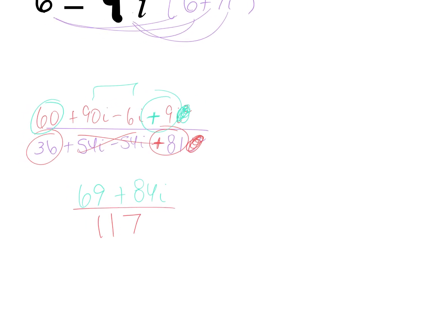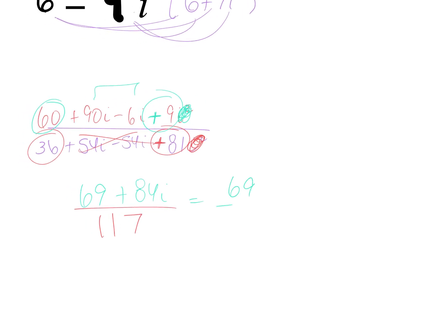So let's see, does anything simplify? These numbers are kind of big and kind of yucky, so let's look at them. All right, I know that 2 is not going to go into 69 or 117. What about 3?